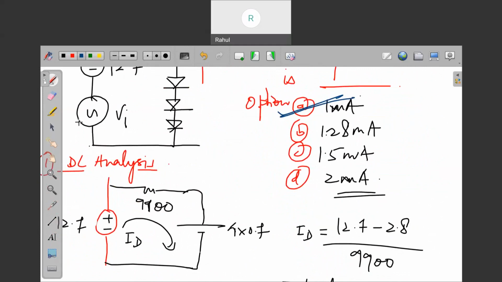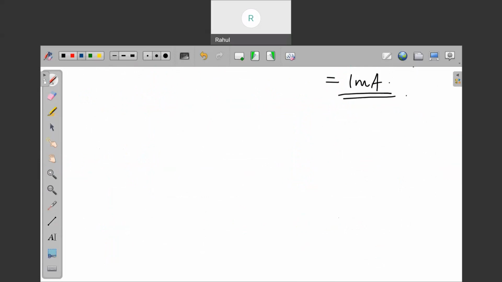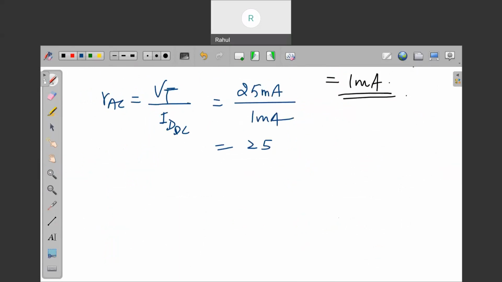Whenever you perform DC analysis, the only purpose of finding IDC is to find the AC resistance, because you know that RAC will be eta Vt upon IDC, or if eta is not given, Vt upon IDC. What is Vt here? That is 25 millivolt, and IDC is 1 milliampere. So this will give you 25 ohm, right?